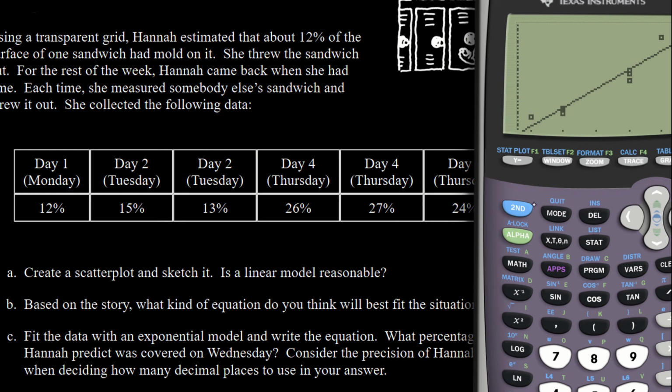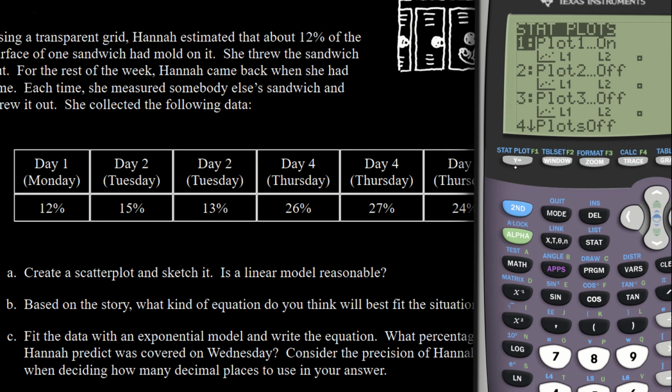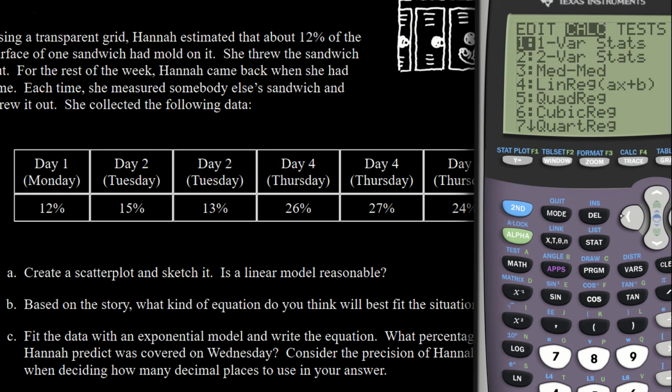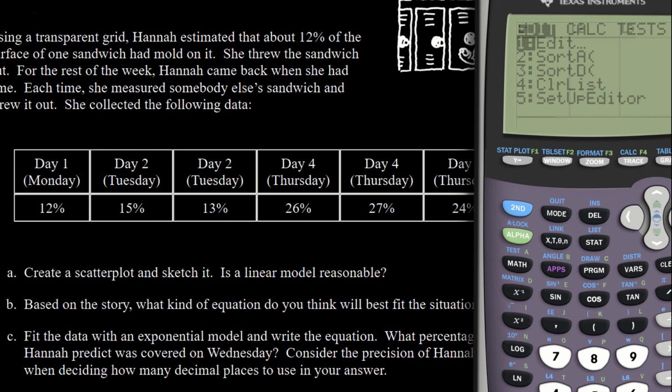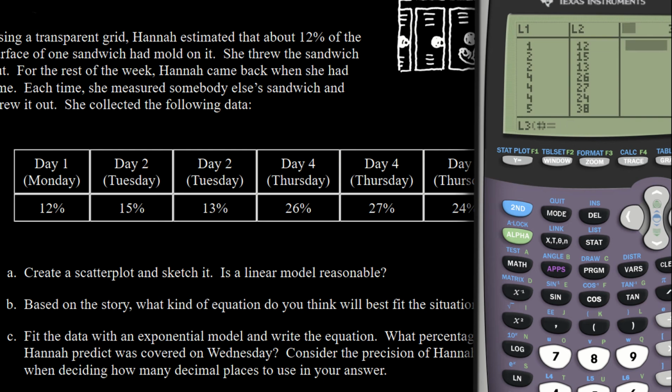To get the residual plot, I'm pretty sure that's in second stat plot. Yeah. And what did I do? We did... I know what we need to do. I need to go to stats, edit. There we go. And I think we added the residuals in list 3.